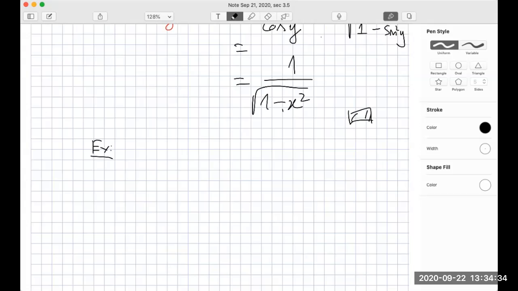Okay, let us consider the inverse function of tangent. Let us say y is tan inverse, and we need to find the first derivative of this.